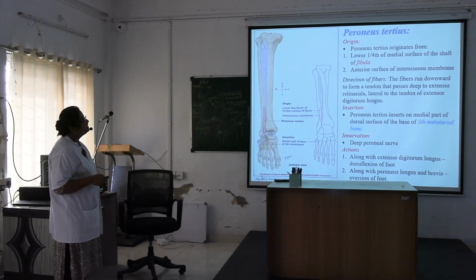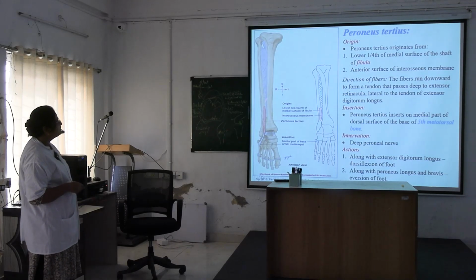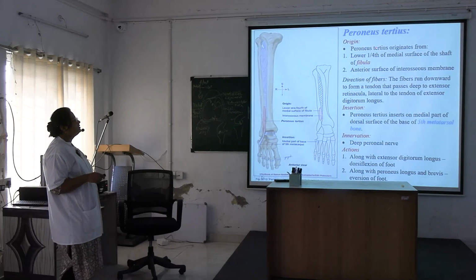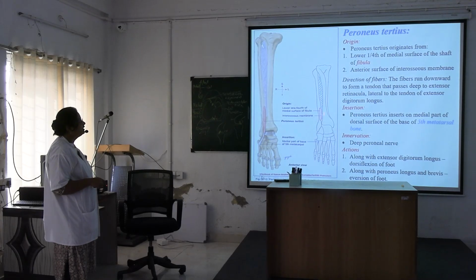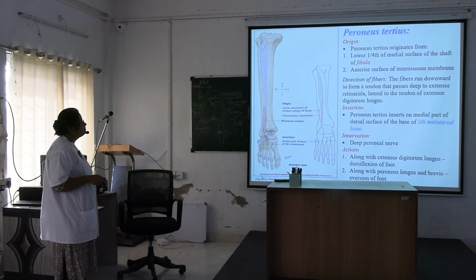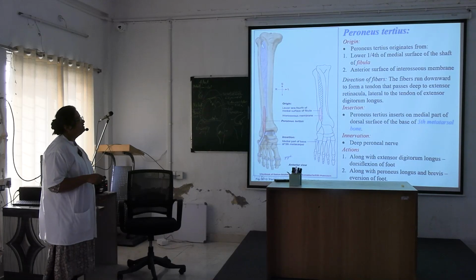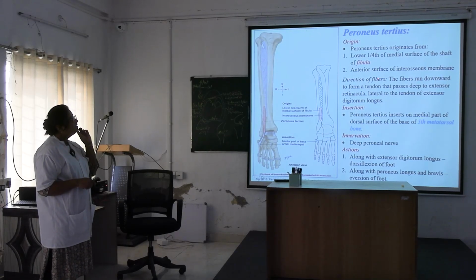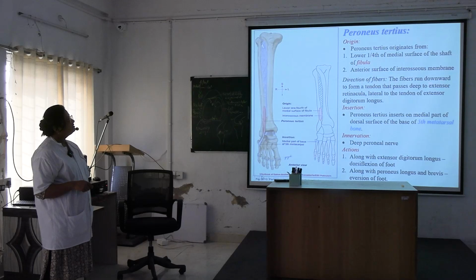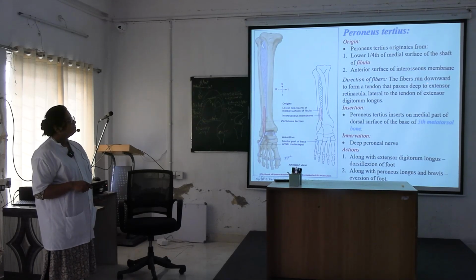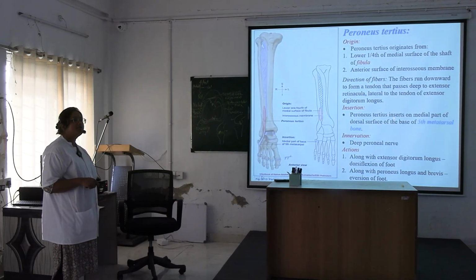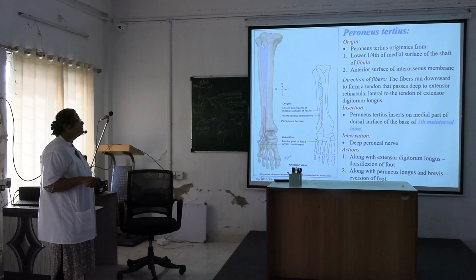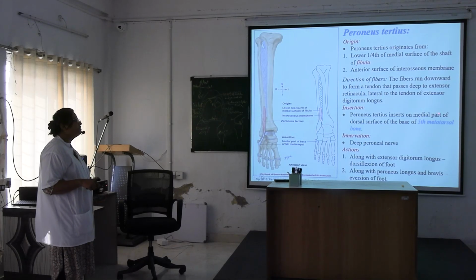Next is peroneus tertius. It originates from the lower 1/4 of medial surface of shaft of fibula and the anterior surface of interosseous membrane. Direction of fibers: fibers run downward to form a tendon that passes deep to extensor retinaculum and lateral to the tendon of extensor digitorum longus. Insertion: on the medial part of dorsal surface of base of fifth metatarsal.